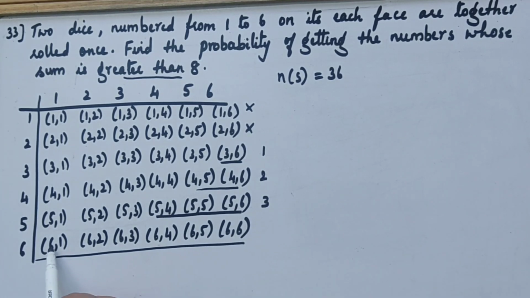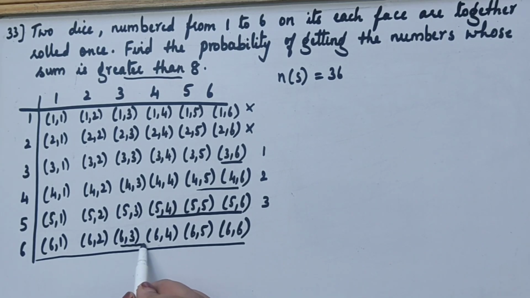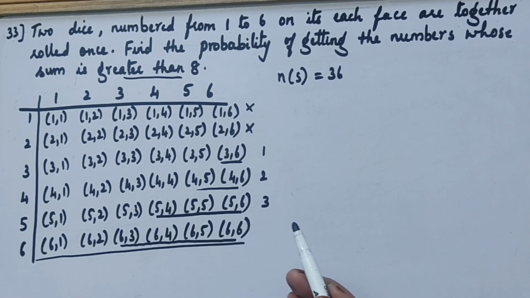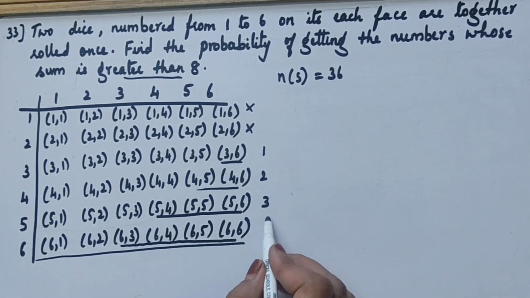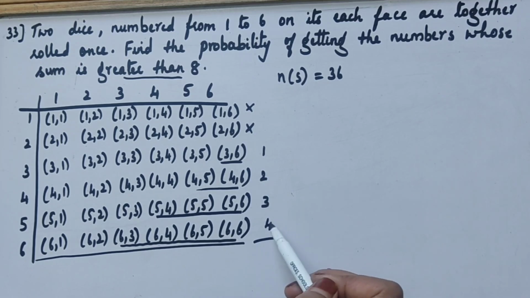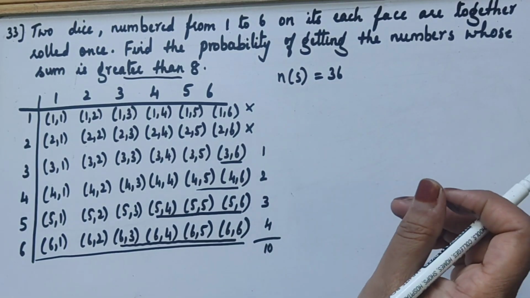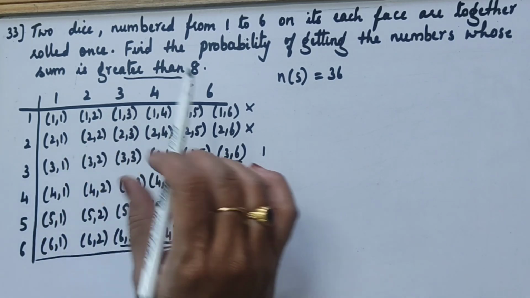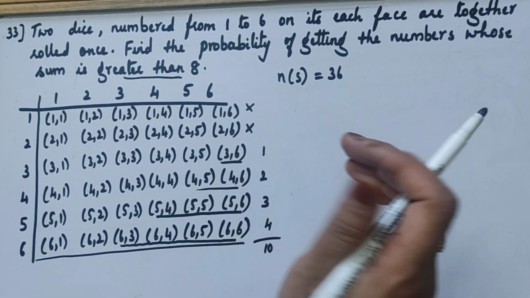Now here we can see 6 plus 1 is 7, 8, 9. So from here onwards we got the numbers where the sum is more than 8: 1, 2, 3, 4. Okay. When we add these, I'm going to get 1, 2, 3, 4 making 10. Total 10 outcomes where the sum is greater than 8.